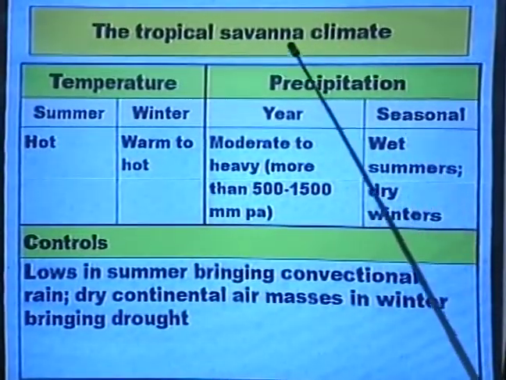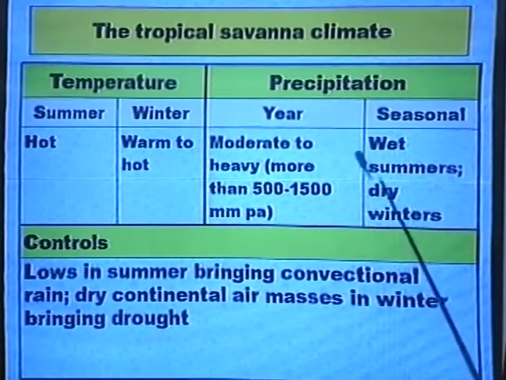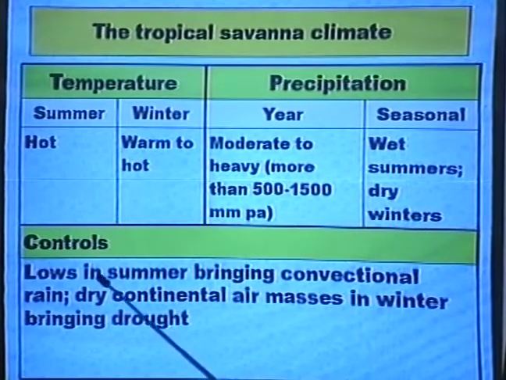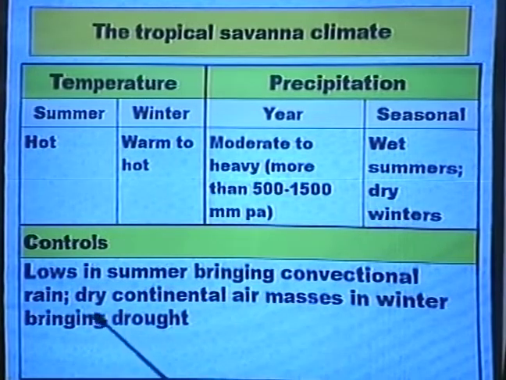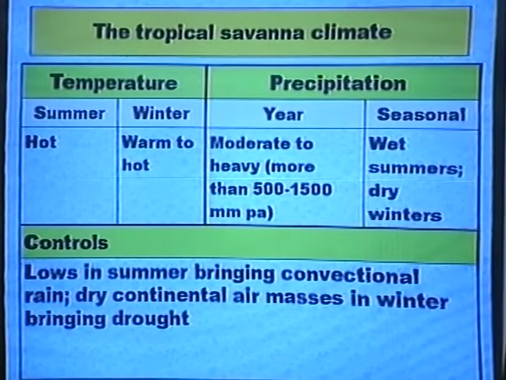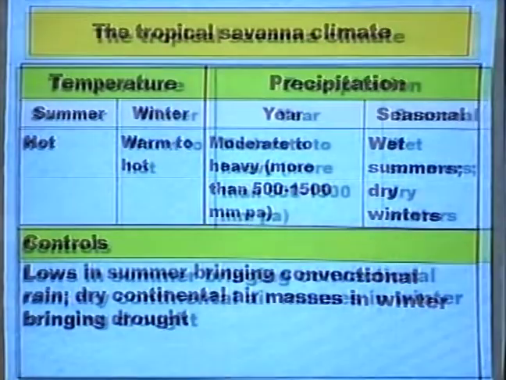Seasonal precipitation, wet summers, dry winters. So in a tropical savanna climate, summers are wet, winters are dry. Important controls: low pressure belts in summer bringing convectional rain, dry continental air masses in winter also bringing drought. Okay, I'll give you a minute to make note of the summary.